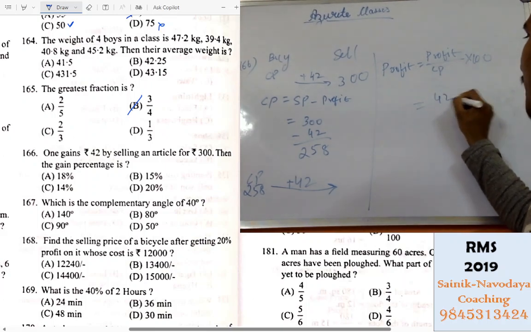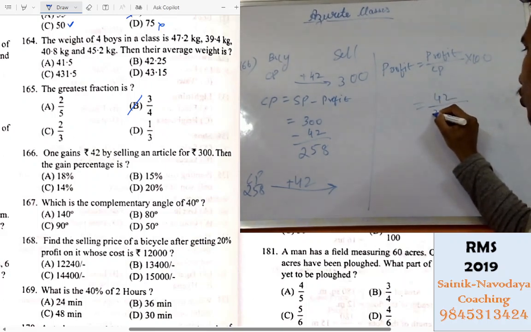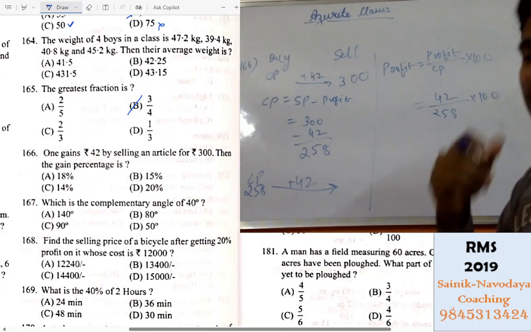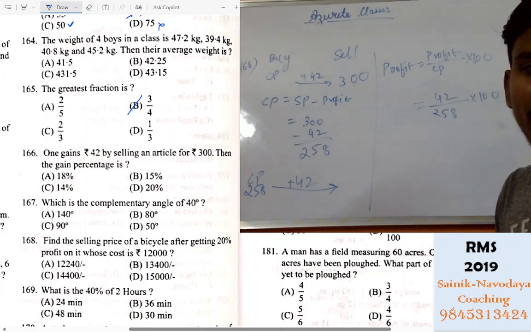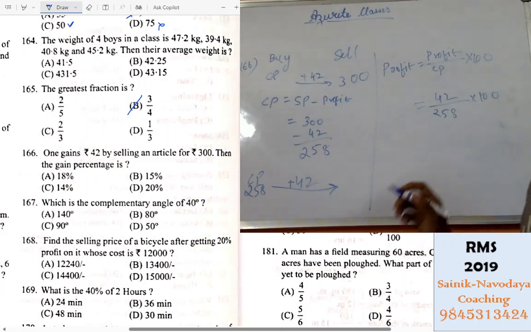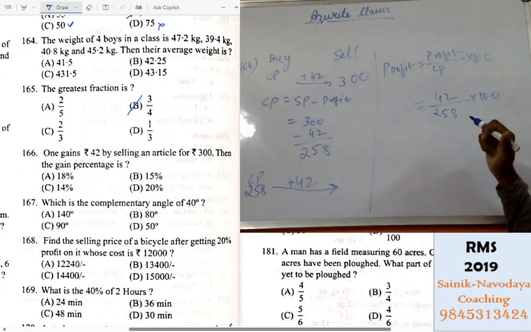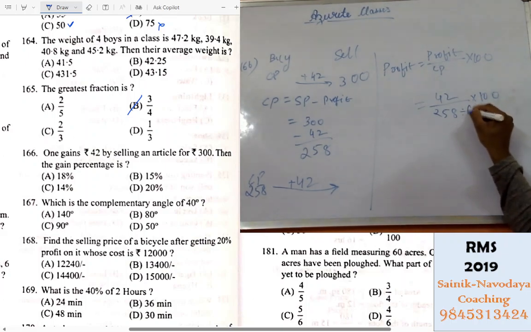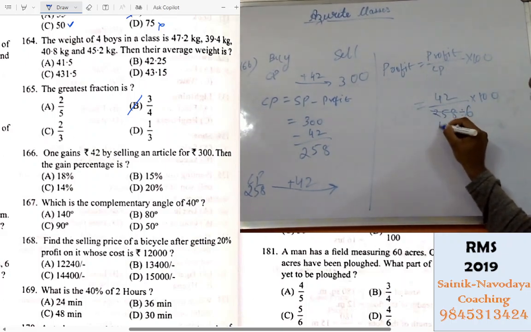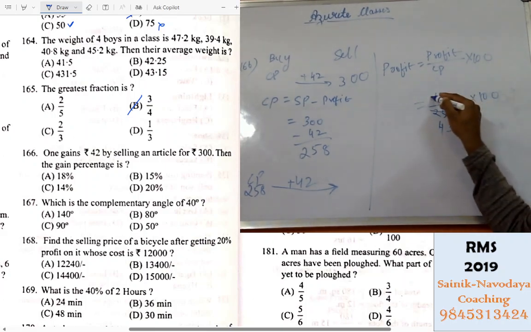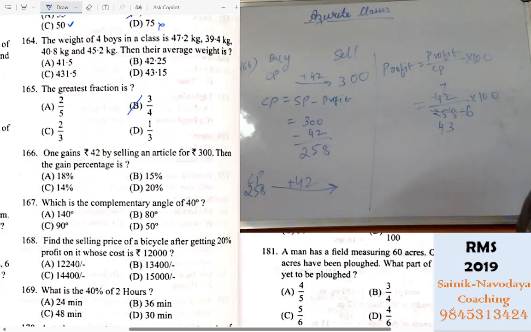So 42 divided by 258 into 100. So everything we got correct, right? Selling for gains 42 rupees. Let us divide now. We can divide with the 6 table. 6 4s are 24, 1 will be remaining. 6 3s are 18. 6 7s are 42.